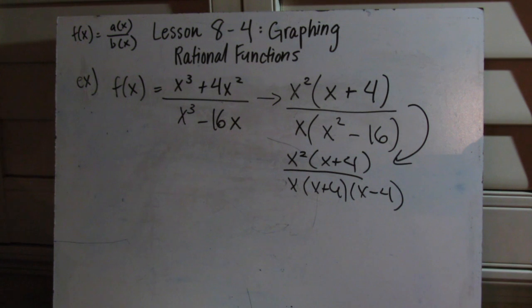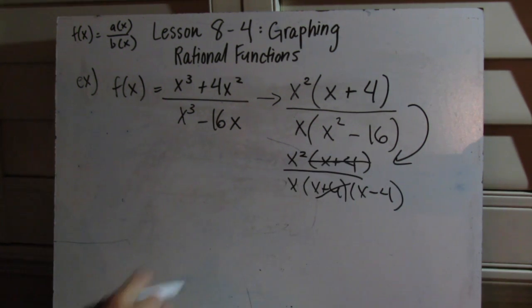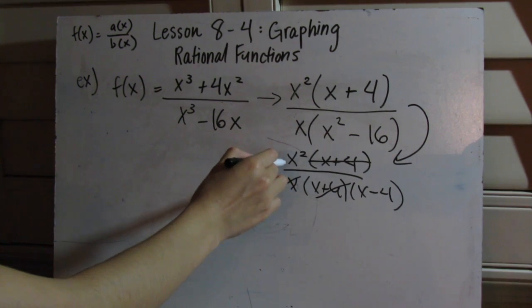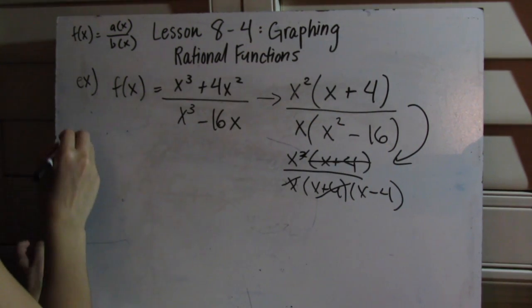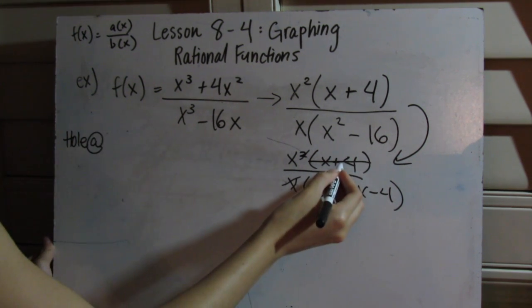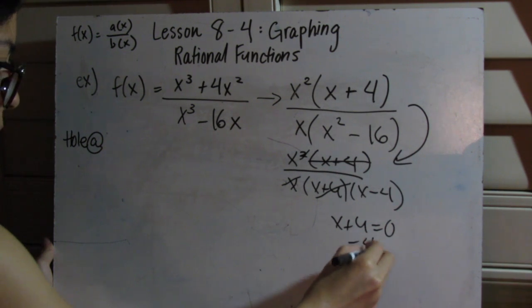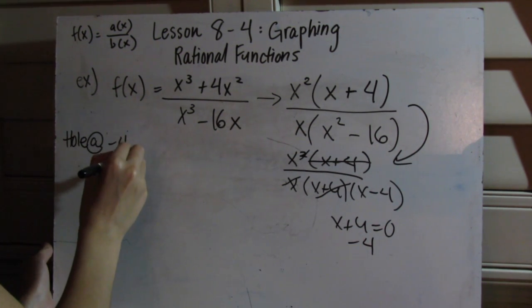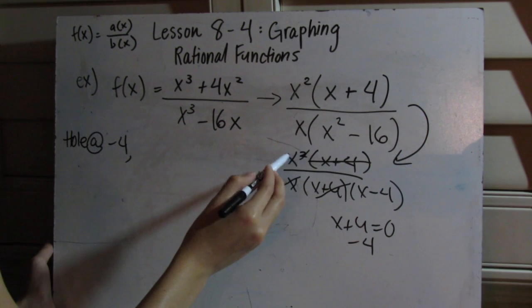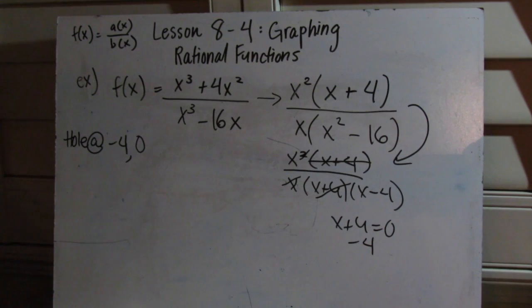From here, we can start to cancel things out, which indicates right away that we're going to have a point of discontinuity. So we can cancel out the x plus 4s, and we can cancel out 1 x from the bottom and 1 x from the top. It's a good thing to mention that you want to write this stuff down. So you have a hole at both: if you set x plus 4 equal to 0, you're going to get negative 4, so you have a hole at negative 4. You also have a hole at 0 because you canceled out an x. So those are the 2 holes that you have in your graph.